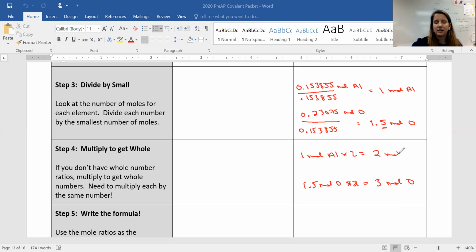So this is telling us that for every 2 moles of aluminum, we would have 3 moles of oxygen. So our formula then would be Al2O3.